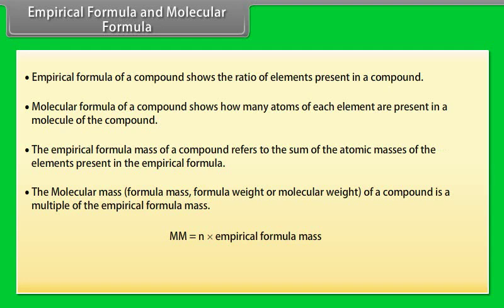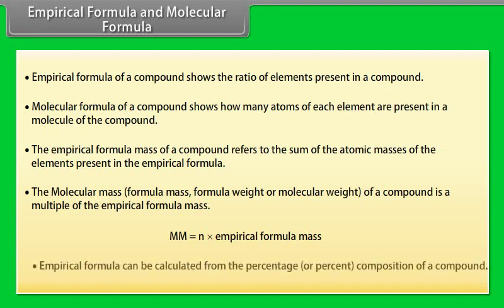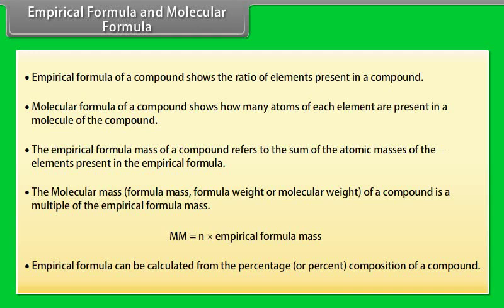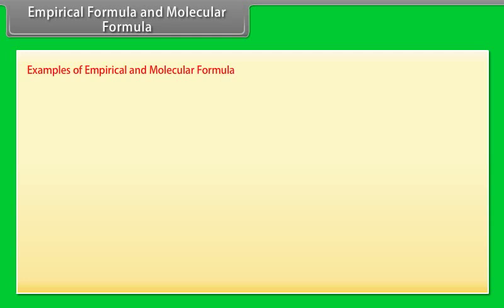Mm is equal to N into empirical formula mass. Empirical formula can be calculated from the percentage or percent composition of a compound. Examples of empirical and molecular formula.